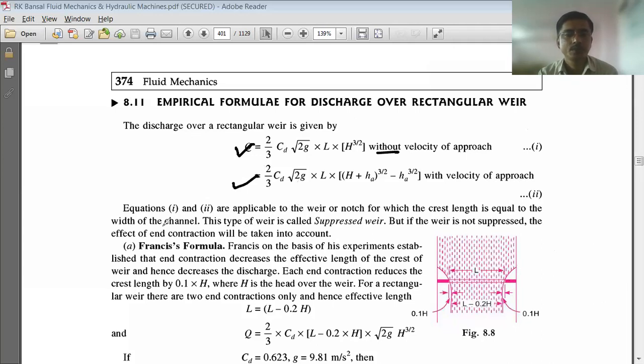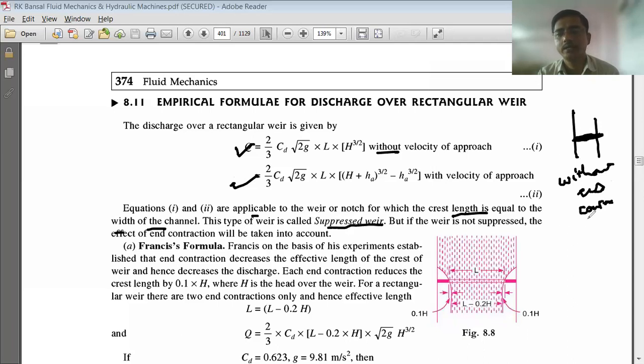वापरू. ओके, equation 1 and 2 are applicable to the weir or notch for which the crest length is equal to the width of the channel. जेवढी विड्थ आहे तेवढी जर त्या ठिकाणी क्रेस्ट लेंथ असेल त्या केसमध्ये हा फॉर्म्युला आपण वापरतो. आणि अशा टाइपच्या वियरला आपण काय म्हणतो, सप्रेस्ड वियर, ओके, आणि वियर विदाउट एंड कॉन्ट्रॅक्शन. विदाउट एंड कॉन्ट्रॅक्शन हे क्लासिफिकेशन मध्ये आपण पाहिलेलं आहे. त्या वियरला आपण काय म्हणतो, सप्रेस्ड वियर आणि वियर विदाउट एंड कॉन्ट्रॅक्शन. त्यासाठी हे फॉर्म्युला अप्लिकेबल आहे.